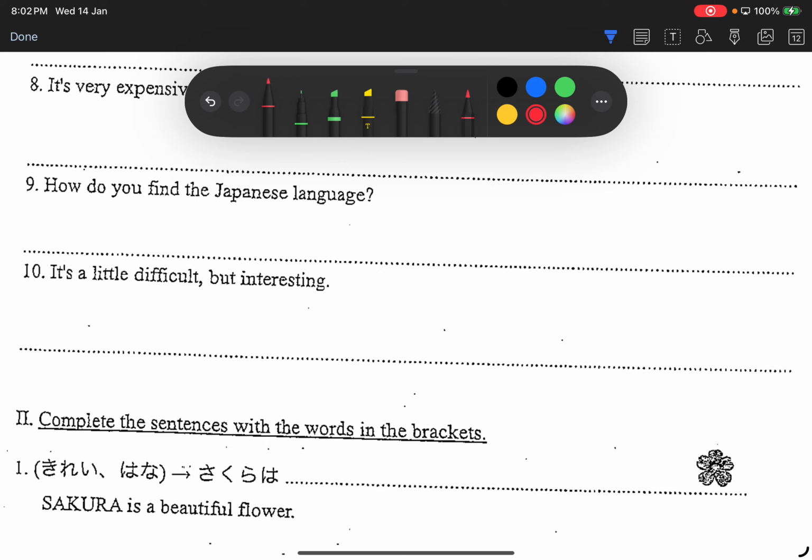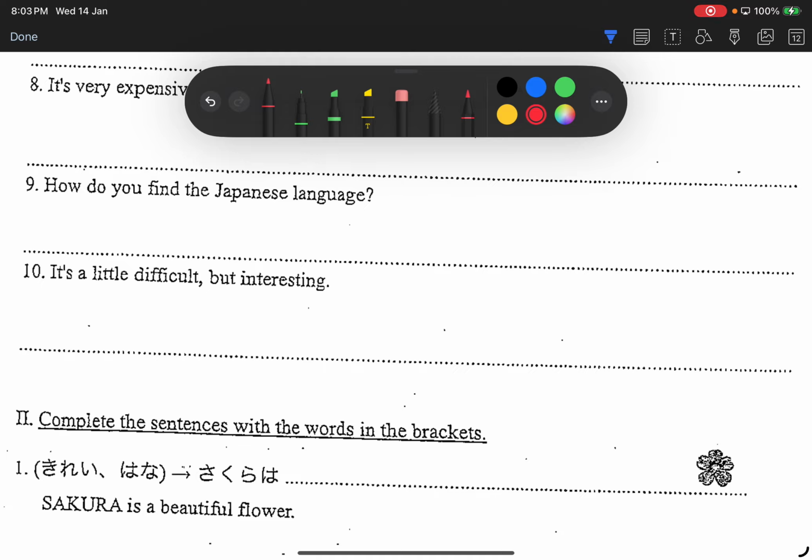Number 10, yes. A bit difficult. 難しいですか？面白いです。There's no question here. It's just a sentence. It's です. 難しいですが、面白いです。Oh, okay, okay. One more time. 難しいですが、面白いです。Very good.